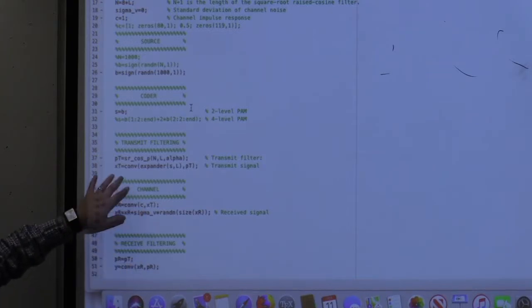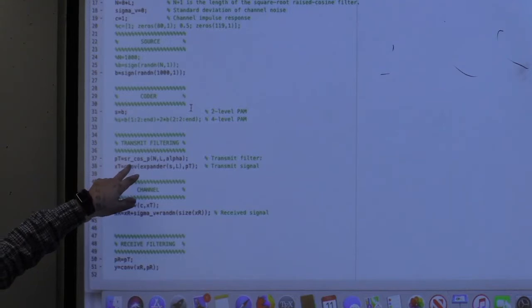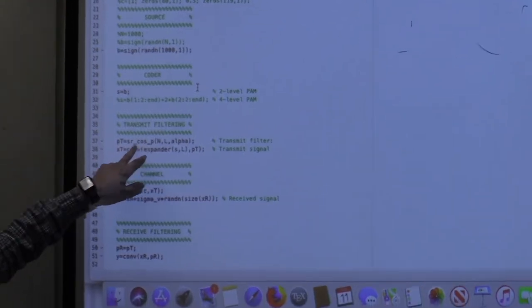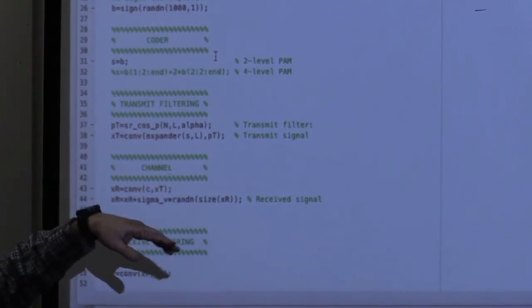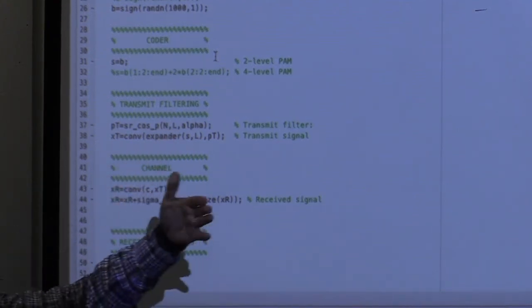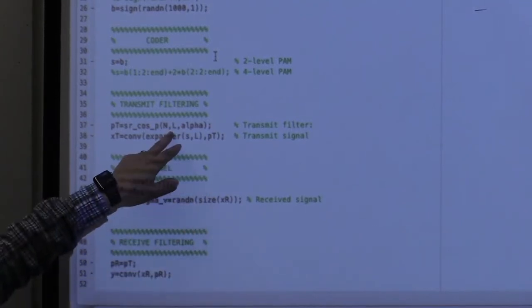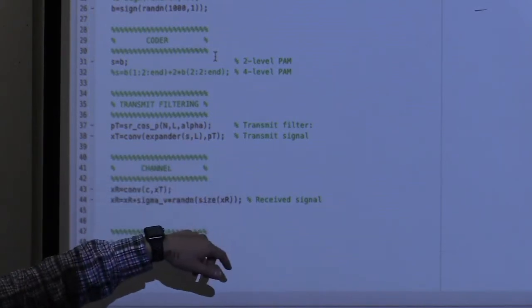After that, this is the transmit filter. There's a function called square root raised cosine. This is a written function in the folder you can take a look at. That is the implementation of the raised cosine. The input parameters are N, the length of the filter, L, the number of samples per symbol, and of course the parameter alpha here.